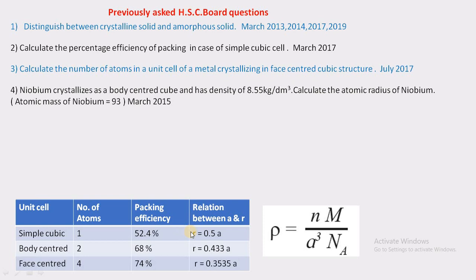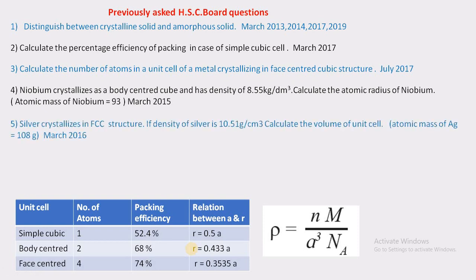And also if we have to calculate the radius: here atomic radius of niobium is asked, and for body centered cubic lattice r is equal to 0.433 a. By using the equation, first you calculate a, and then by using r is equal to 0.433 a you can calculate the radius, and this question is asked for 3 marks. We will solve the question like this.